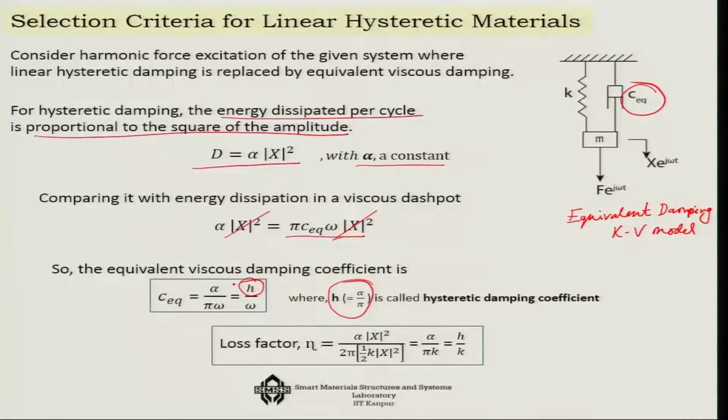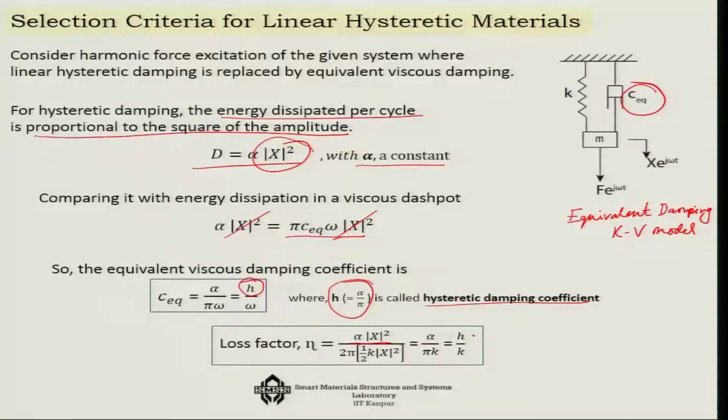So, that is how we come here to the equivalent damping constant, which is actually H over omega, where H is the hysteretic damping coefficient. Now, with this you can also calculate the loss factor. Remember that the loss factor expression has energy dissipation, which you can write as alpha x square, proportional to the square of the amplitude, as we said earlier, and the work done is actually 2 pi times half k x square, that is the energy that is stored in the system.